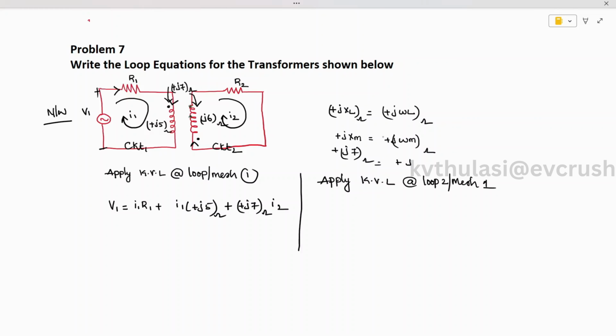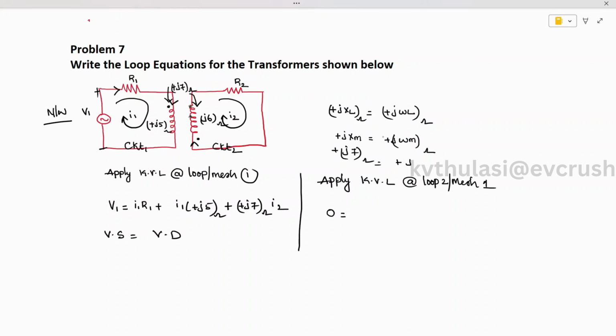Okay, now let's try to apply the KVL for loop 2. Here there is no voltage source. I can call this as voltage source is equal to voltage drop. So what is the voltage source here? No voltage source is there, but the drop is there. How to write down this drop?